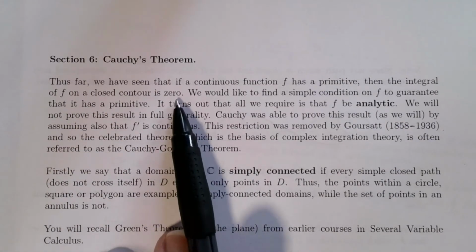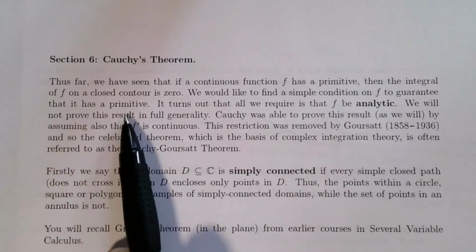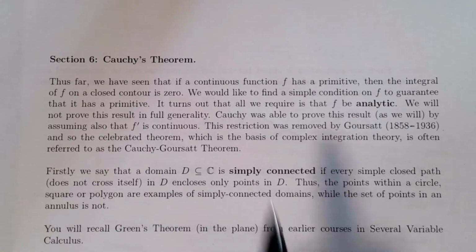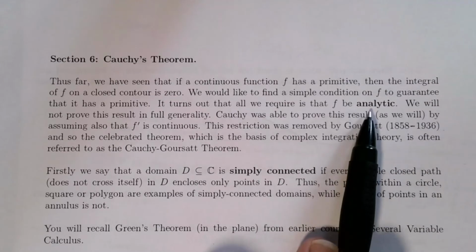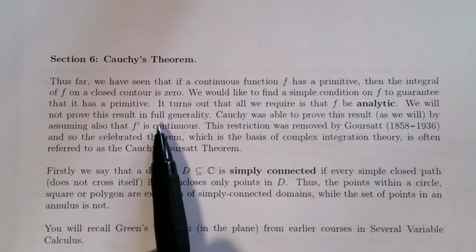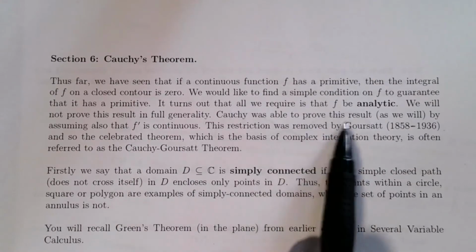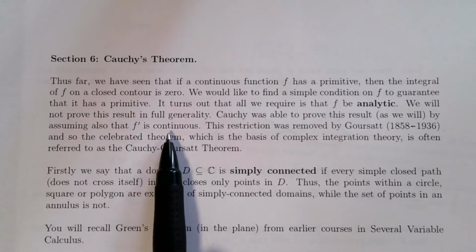What we'd like to do is to find a simple condition on f to guarantee that it has a primitive. And it turns out, as you might hope, all that we require is that f be analytic. We're not going to prove this result in its full generality. Cauchy was able to prove this result, as we will, by assuming that f dash is continuous.